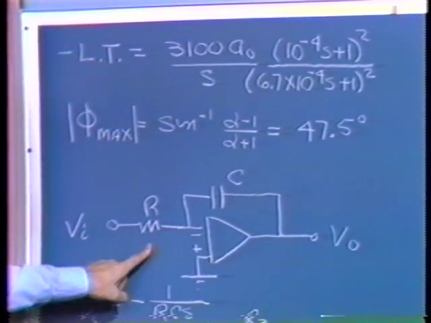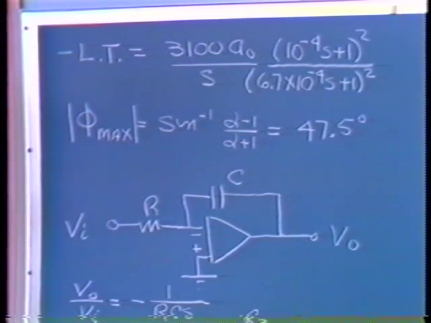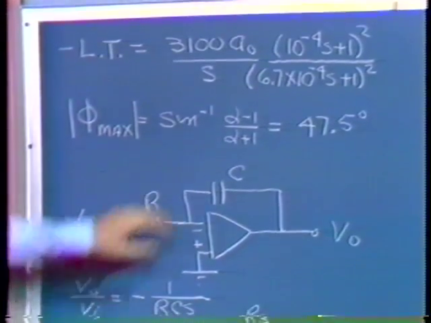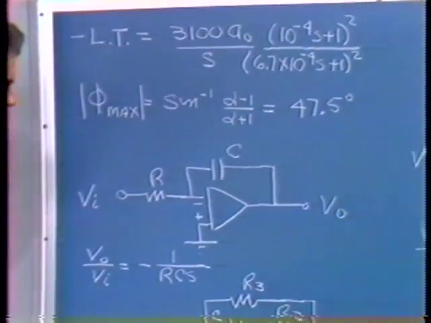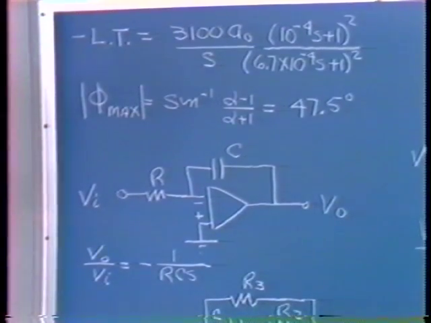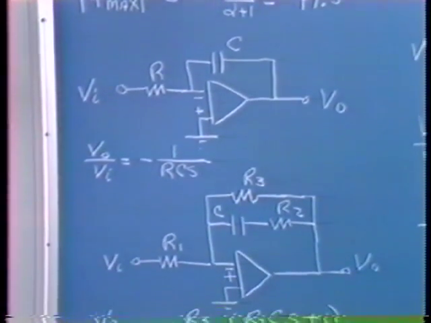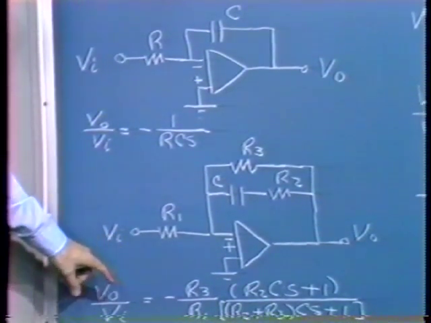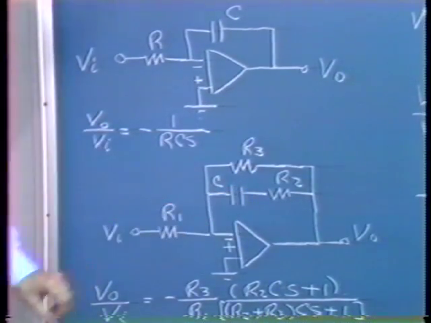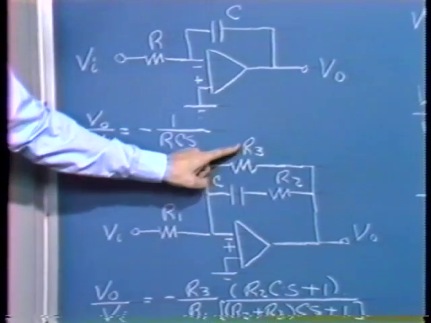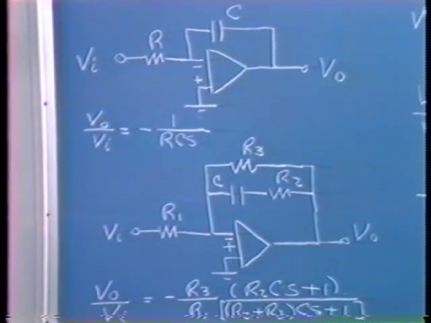The transfer function, of course, for this operational amplifier configuration is the familiar one, minus 1 over RCS. We want to get lag-type transfer functions. We get that with this operational amplifier configuration. I think we can see that at sufficiently low frequencies, where the capacitor is an open circuit, the input to output gain is simply minus R3 over R1.